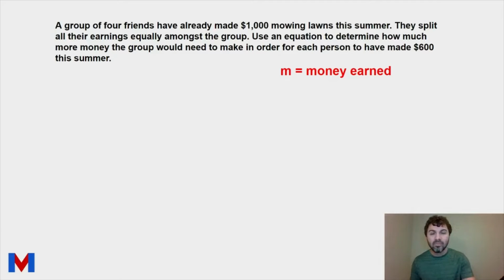Alright? So, I wrote an equation here. 1,000 plus y, all that divided by 4 equals 600. And then you'd be like, whoa, that is crazy looking. And where did you get that? How do you even know to do that?